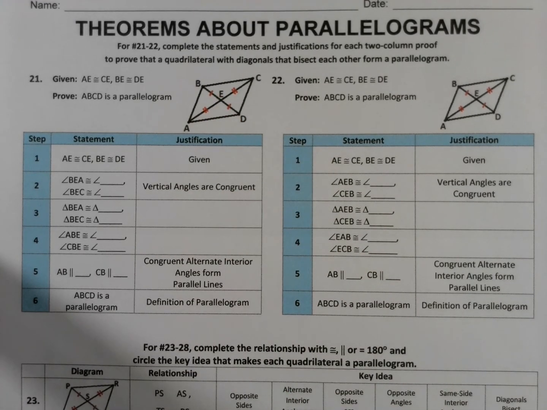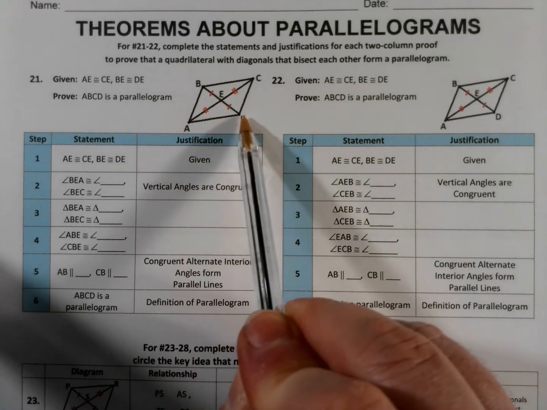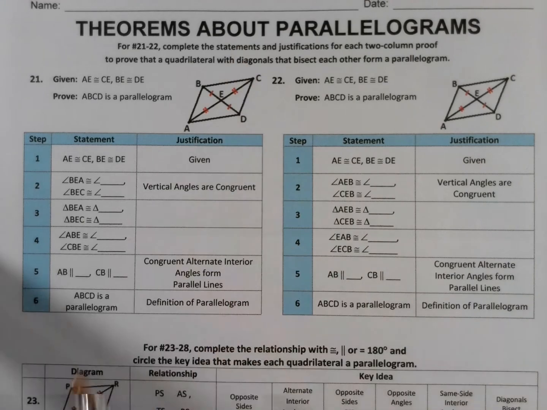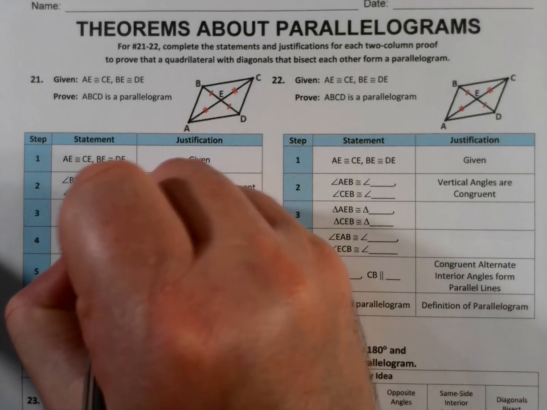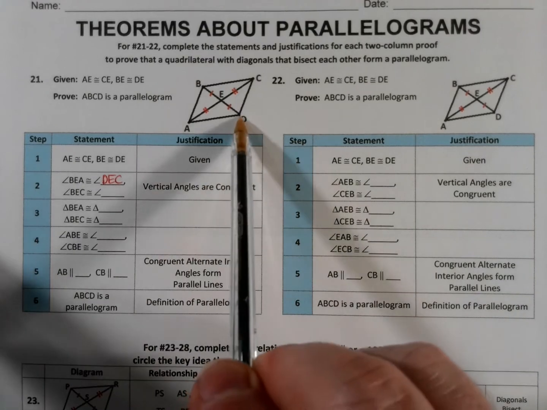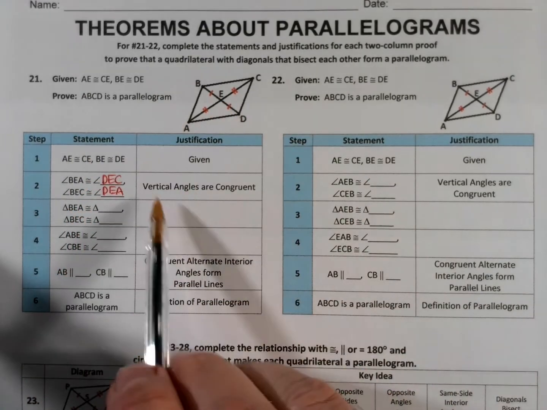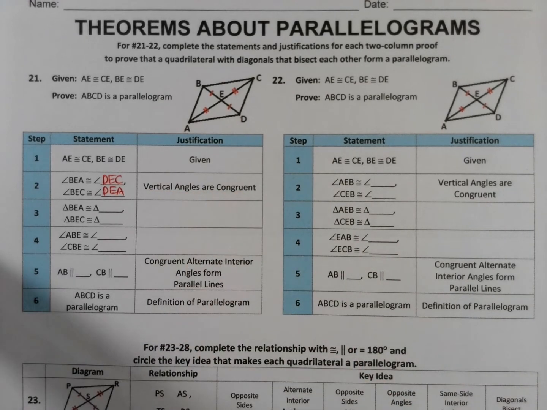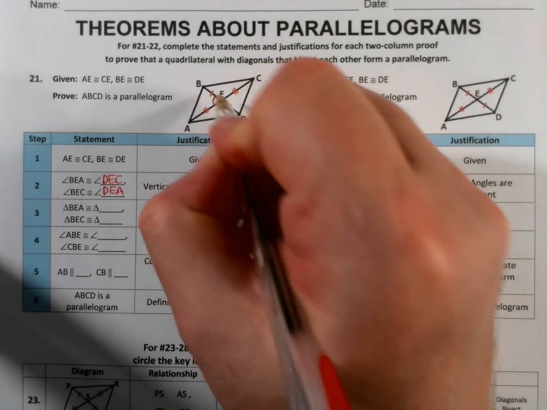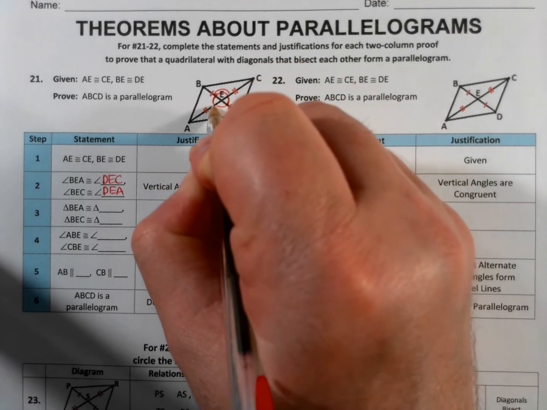That's given to us. So what's going to happen is we're going to say that angle BEA is congruent to angle DEC. We're also going to say that angle BEC is congruent to angle DEA. Why can we say this? Vertical angles are congruent. So this angle is congruent to this angle, and then this angle right here is congruent to this angle.